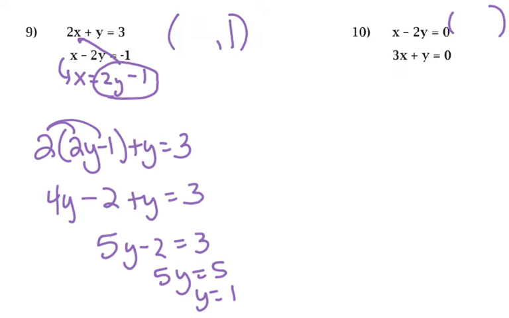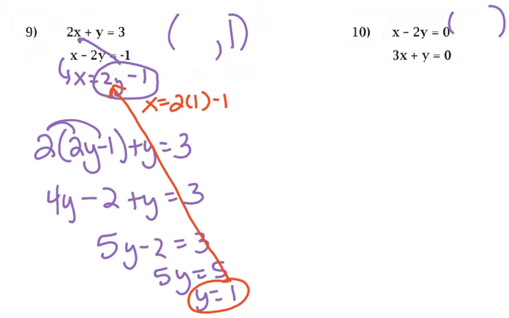So I'm going to put that in my y position. And then I need to take the y, and I'm going to find out what x is. So I put it in for y to find x. So x is equal to 2 times 1 minus 1. That's 2 minus 1, which is 1. So my solution is the ordered pair (1, 1).